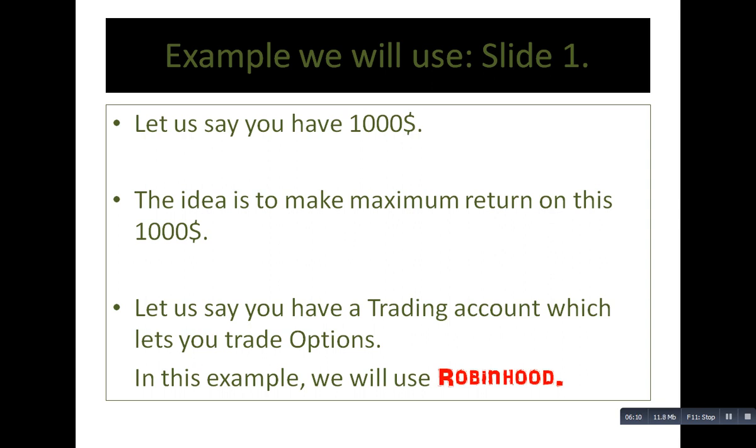So basically, 1% of $1,000 will be $10, right? 10% of $1,000 will be $100. So and so on. The idea is to increase the percentage gain on this $1,000, right?